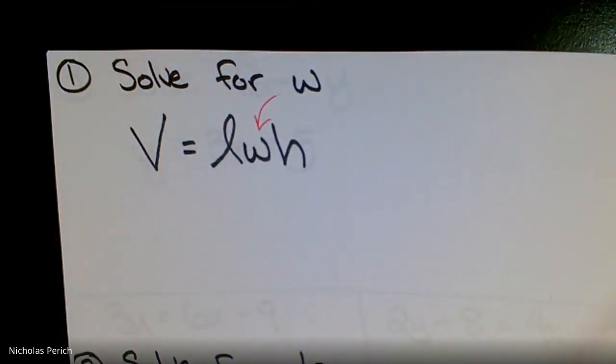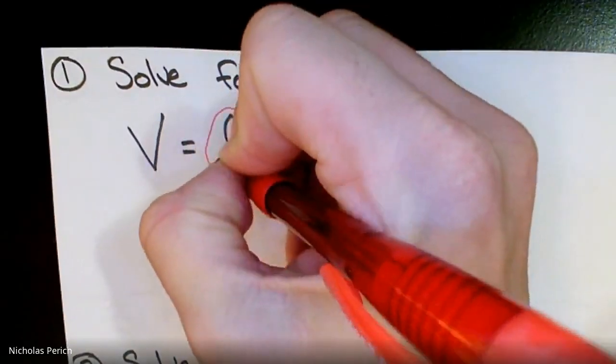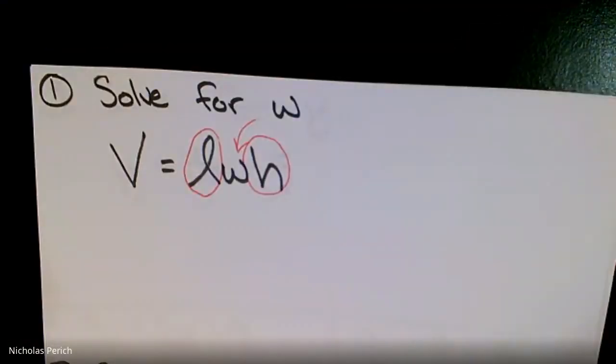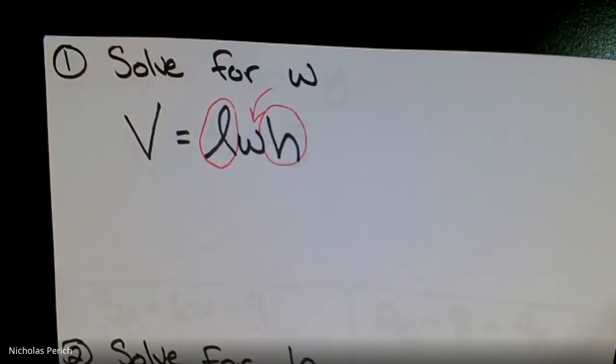Now we have to ask ourselves, is W all by itself? No, L is attached and H is attached. Now they're attached, not floating around. How are they attached? Through multiplication, of course. And how do I get rid of something that's attached through multiplication? Children? You divide it. So let's do just that.